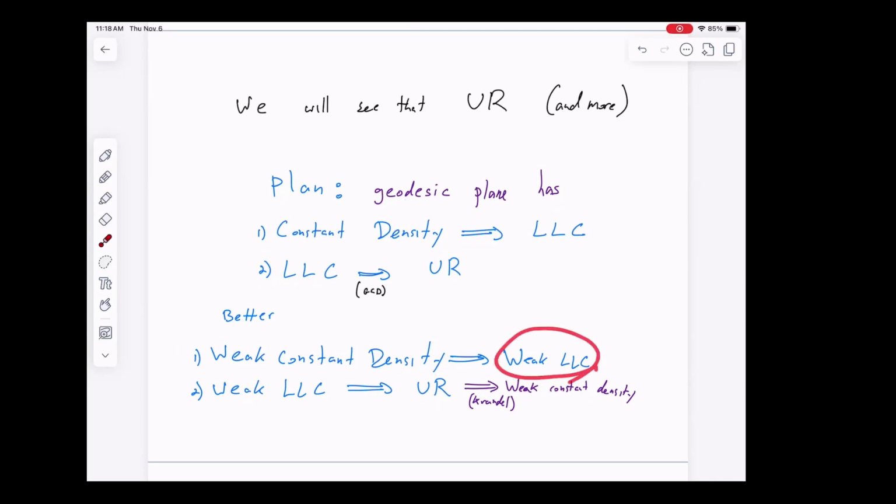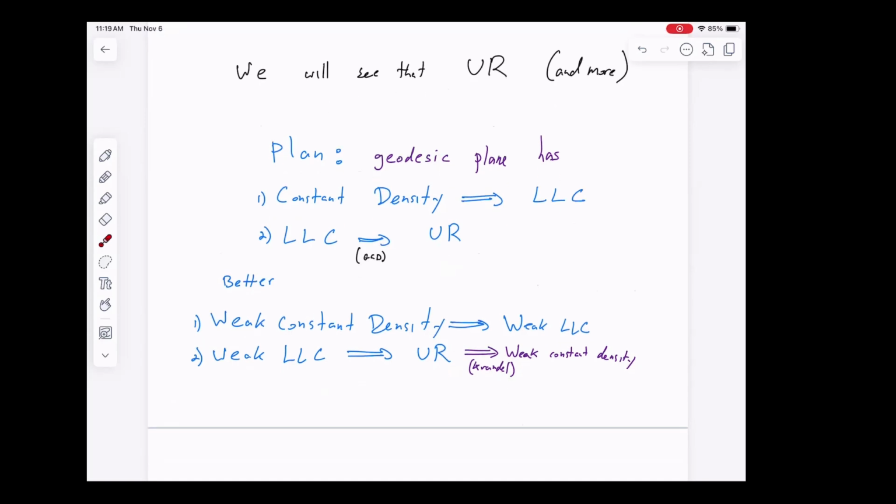Weak LLC is going to say that balls that fail to be contractible within some fixed constant times the radius are also rare, in that they satisfy a Carleson condition. So we're going to show this, and then we're going to show that weak LLC implies uniform rectifiability. And I will remind you later that uniformly rectifiable metric spaces have weak constant density, which will make more sense after I define what weak constant density is. That's a theorem by Jared Crandall.